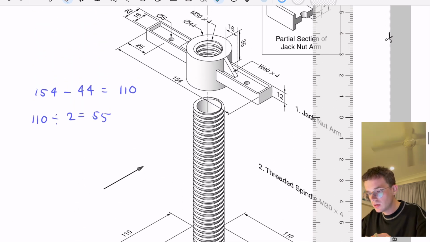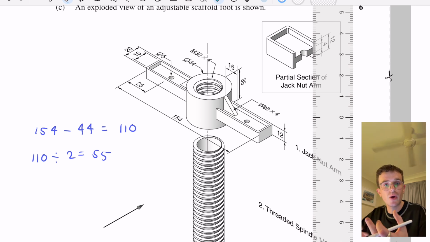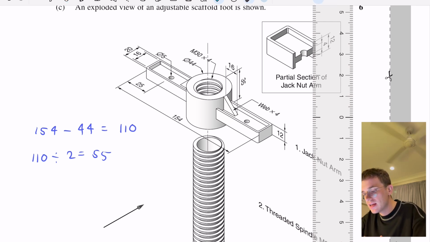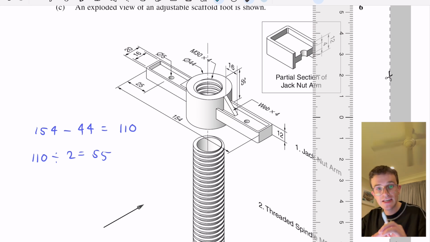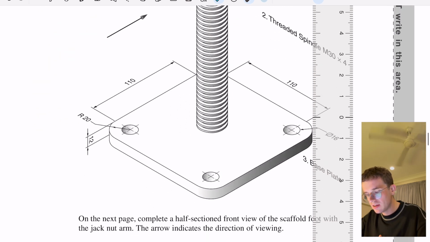Notice, and remember, we're sectioning here, which means we're looking on the inside of an object and exposing interior detail. See how there's an edge coming up here, and this edge is not going all the way along here, which means the inner part's a bit thinner. We need to make that clear on our diagram. So let's have a go at doing that.